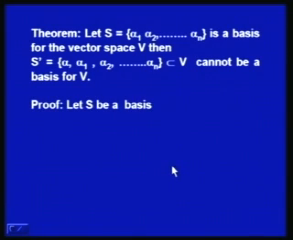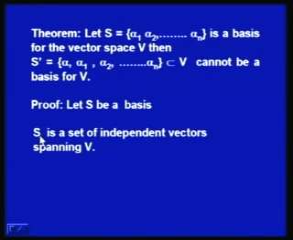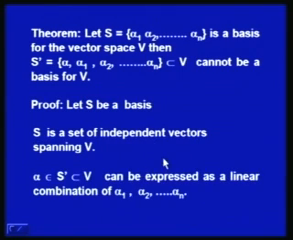Now, to prove this, let S be a basis. So, it has to be a set of independent vectors spanning V, that is the definition for basis. And let us say we have another vector alpha which belongs to S dash. Since alpha also belongs to V, S dash being a subset of V, alpha can be expressed as a linear combination of alpha 1, alpha 2, alpha n. That is the very definition of basis. Any vector alpha in V must be expressed as a linear combination of vectors of the basis.